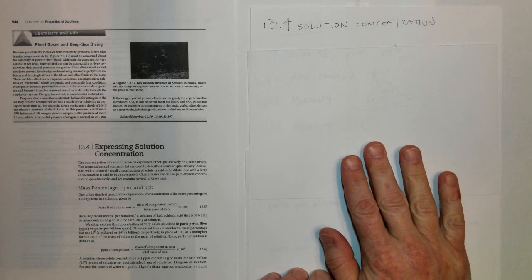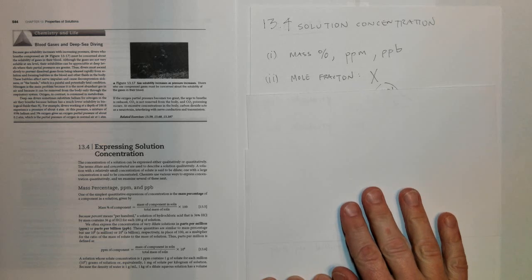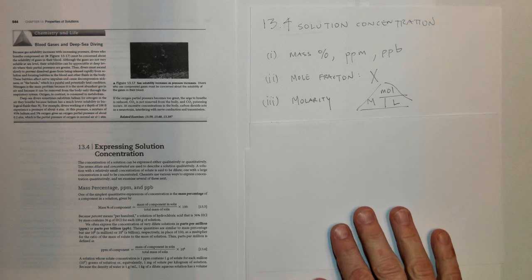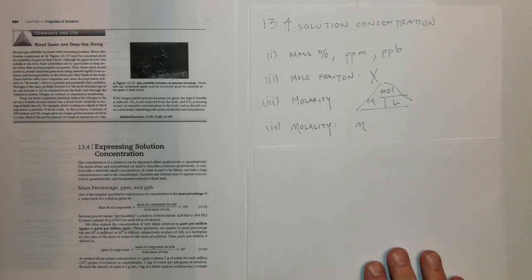This is section 13.4, Methods of Expressing Solution Concentration. In this, we'll look at several different ways to express concentration of solutions, including mass percent, parts per million, parts per billion, mole fraction, symbolized with a big capital X, molarity, which we've already heard of, and molality, symbolized by a script letter M.